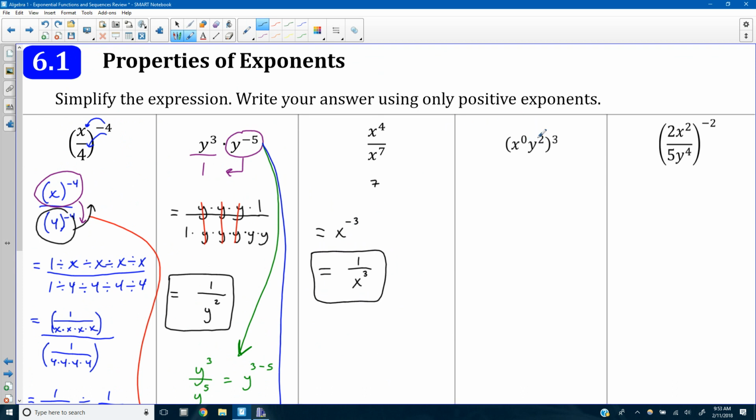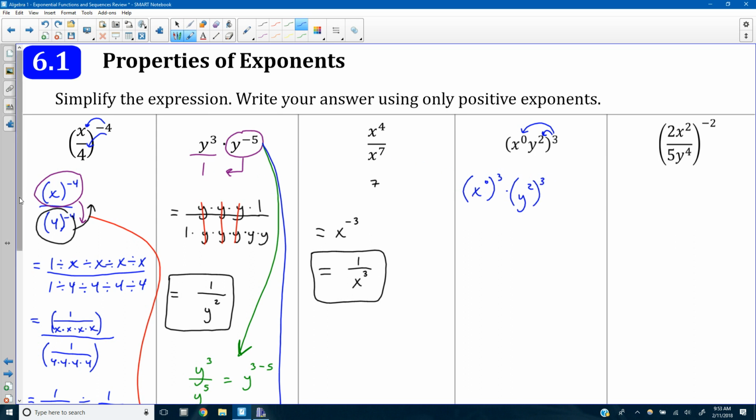x to the 0 times y squared, cubed. Okay. The first way I'm going to do this problem is not the way I would have originally done it, because normally my suggestion is to simplify the inside first if you can. What I'm going to first do is apply this 3. That way you can get good practice and understanding of what's going on, that you can do this in any order that you'd like to, and you should still get the same answer. So I'm going to be cubing x to the 0 power times cubing y squared.